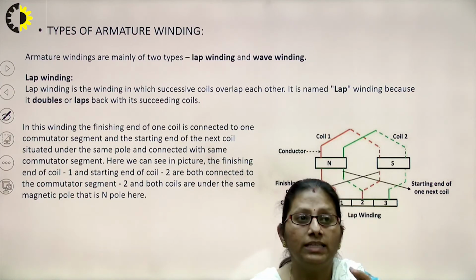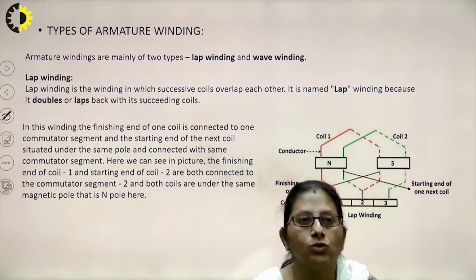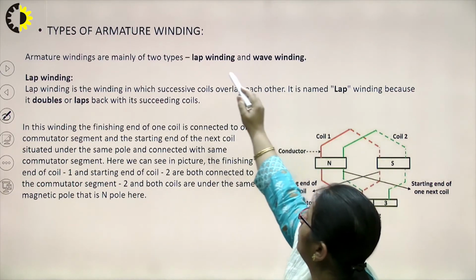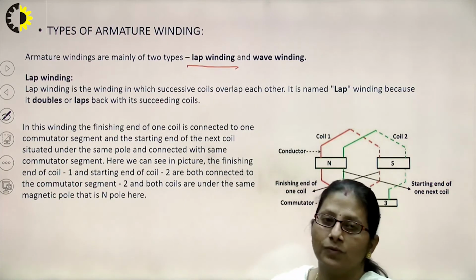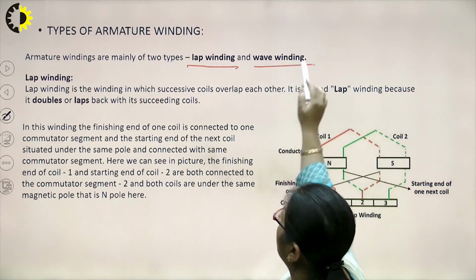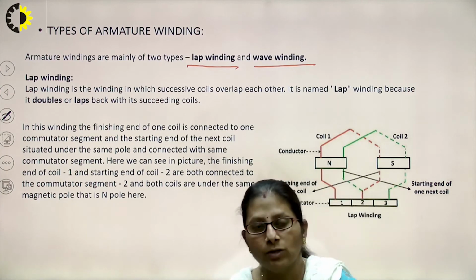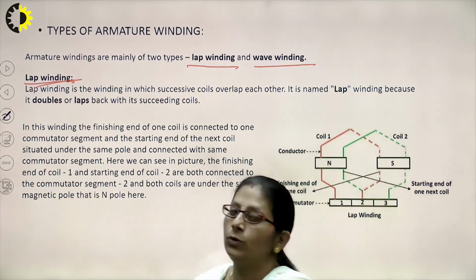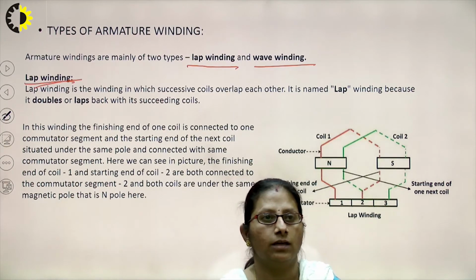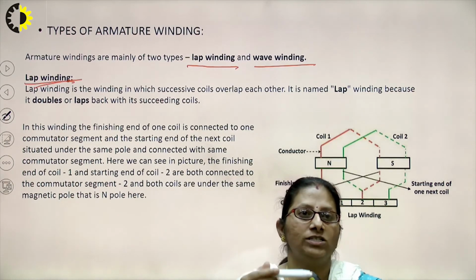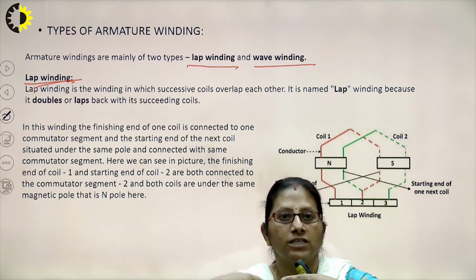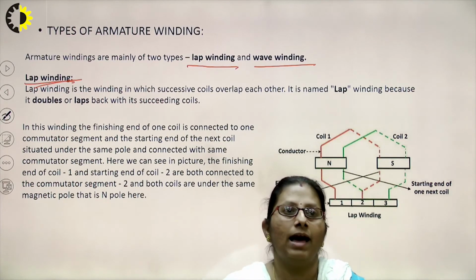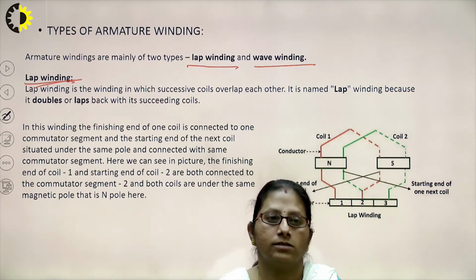I can wind these armature conductors basically in two ways. What are those? The very first is a lap wound armature, or it can be a wave wound armature. Coming to the very first one, that is lap winding. What happens in this? As the name suggests, lap winding is the winding in which successive coils overlap each other. That's why it is named lap winding, because it doubles or laps back with its succeeding coils.